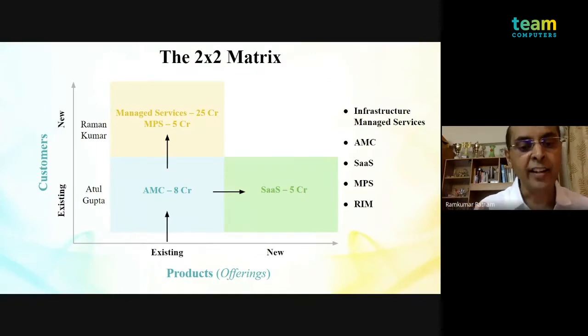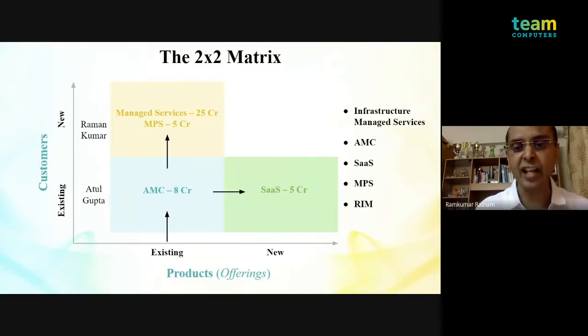Now look at it. Managed services is an existing offering and MPS is an existing offering. Both of them are conventionally, traditionally old. We have good strengths, we have good credibility. So I'm using my existing offering, managed services, and my existing offering, MPS, but the customer is new. I've sold managed services, and now I'm initiating a conversation on MPS. I go through the same sales cycle, build credibility around MPS, show my differentiators and enable a sale of MPS. So I've made a sale of MPS for about 5 crores.